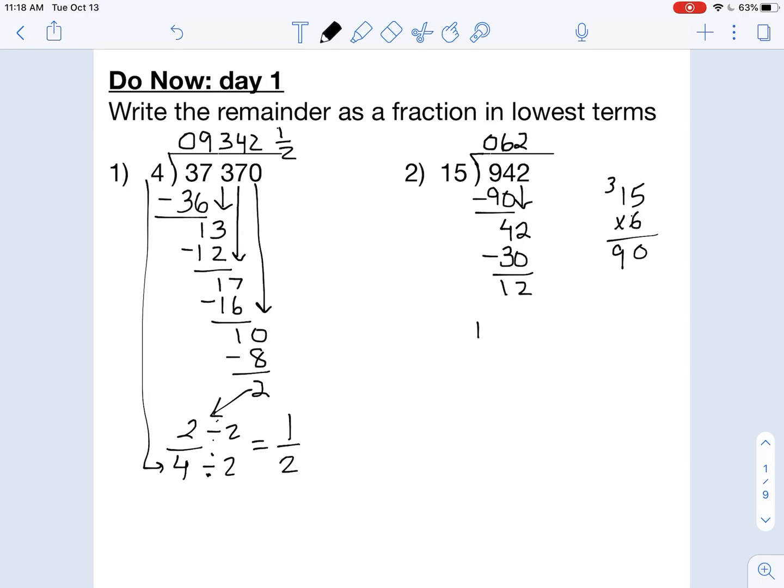Again, our remainder, 12, goes in the numerator, and 15, our divisor, goes in the denominator. 12 and 15 are both divisible by 3, so we're going to reduce it to lowest terms. So that gives us lowest terms of 4/5. So 62 and 4/5 would be our quotient for number 2. All right, let's keep going.